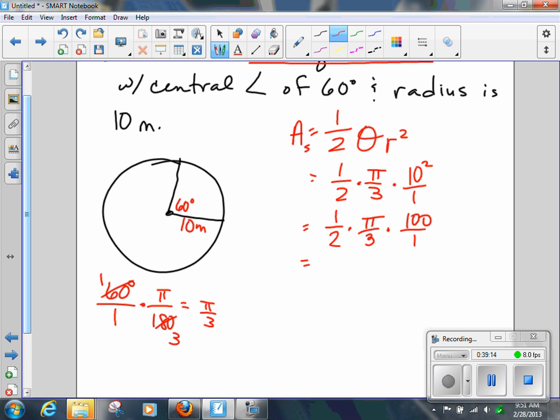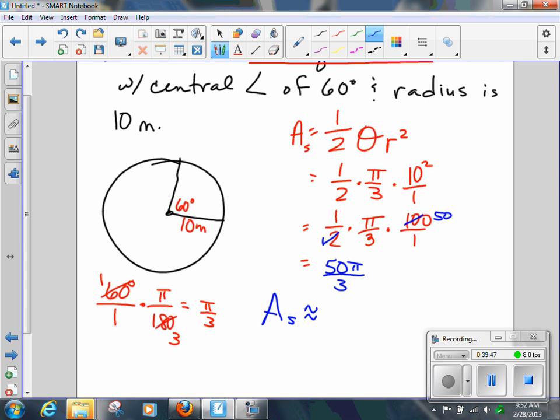So what are we going to do with that pi? Just put it in your calculator. And, folks, use the pi button on your calculator. Very simple. I'm going to reduce here, and I get 50 pi over 3. And I'm going to put that in my calculator because I have to remember I'm solving for the area.